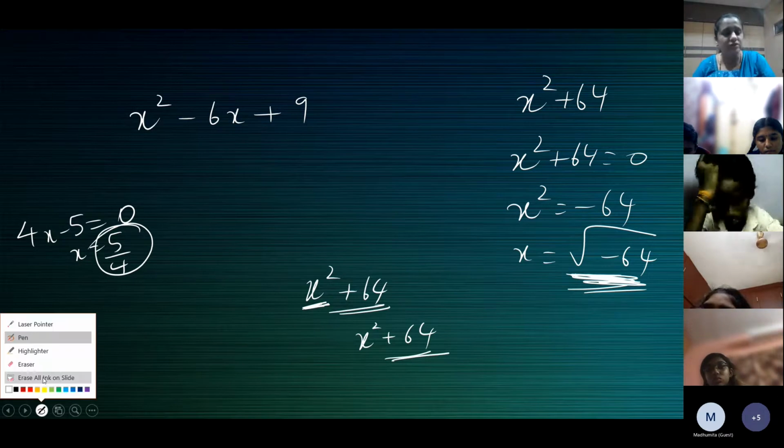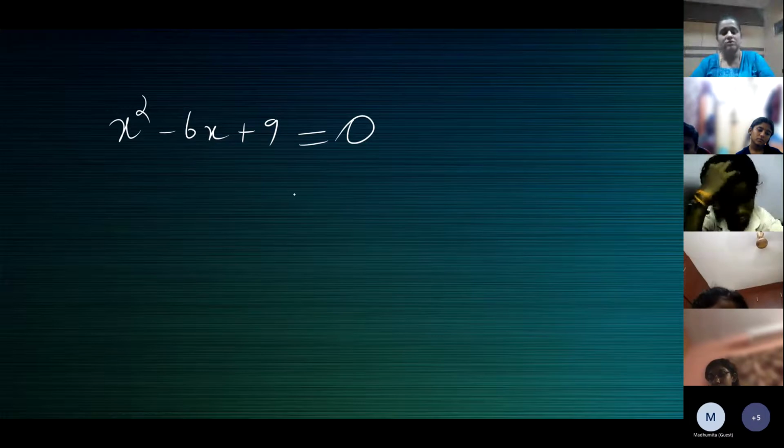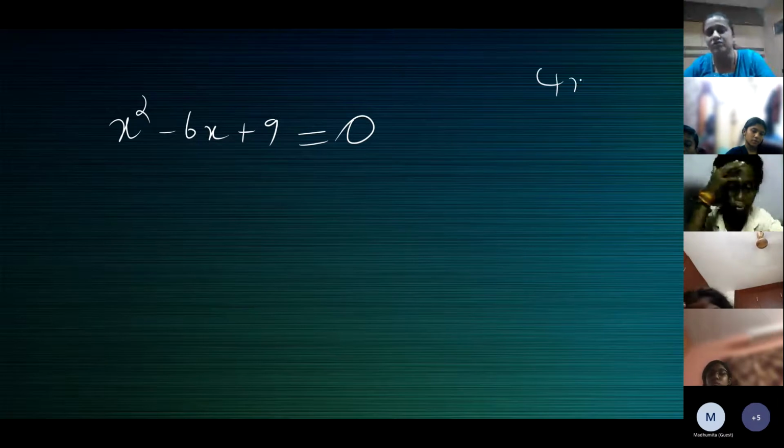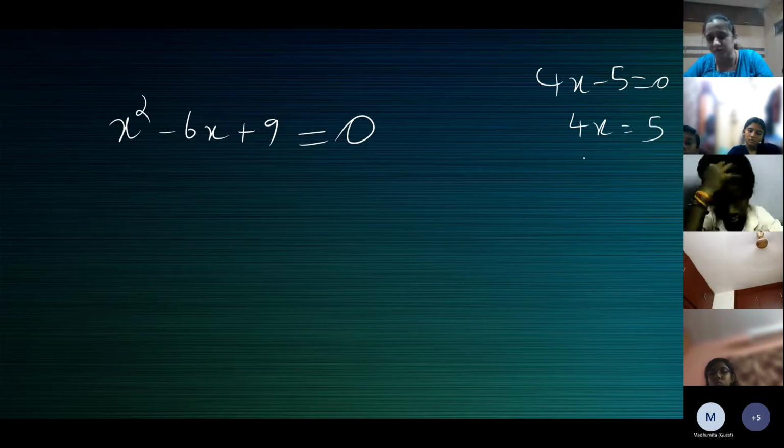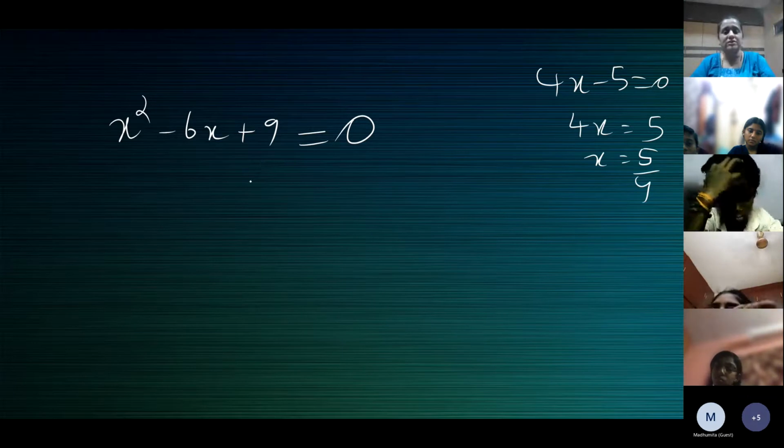So now again, to find the zeros, we'll have to equate the polynomial to 0. This is again a quadratic polynomial. To find the zeros, we'll have to equate it to 0. So how do you solve this? That's what we did with 4x minus 5 is equal to 0. We solved for x. Do the same thing here. How do you solve for x? You'll have to split the middle term.